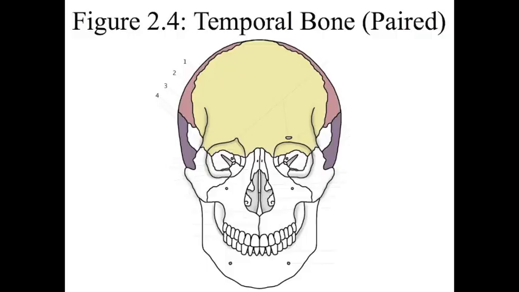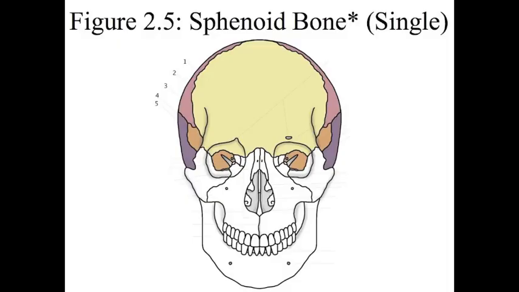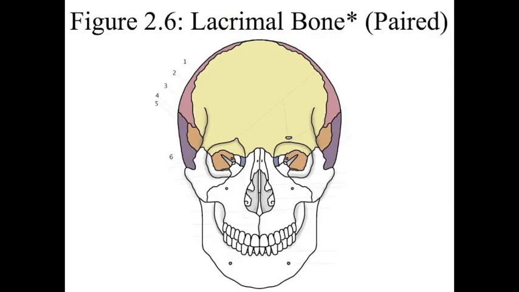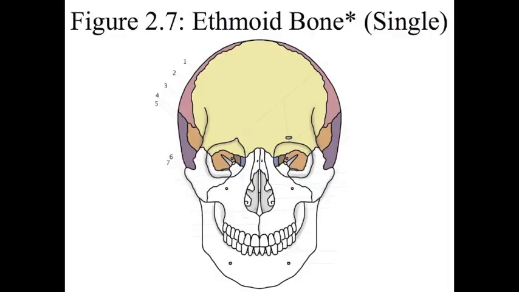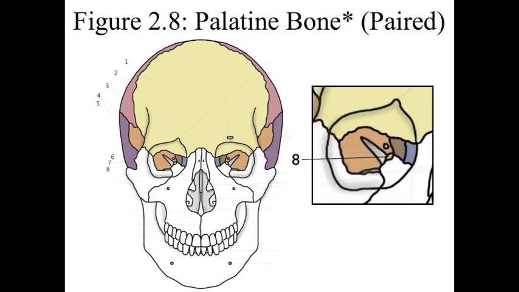Number 4 is the temporal bone. It's here by your ear, and also it's paired on the other side. Number 5 is the sphenoid bone. It is a single bone on the skull. Number 6 is the lacrimal bone. That's a paired bone on either side of the nose. Number 7 is the ethmoid bone. Number 8 is the palatine bone. From this view, it looks very, very small, so we've zoomed in a little bit. But when we look at it from different views, it is a larger bone.